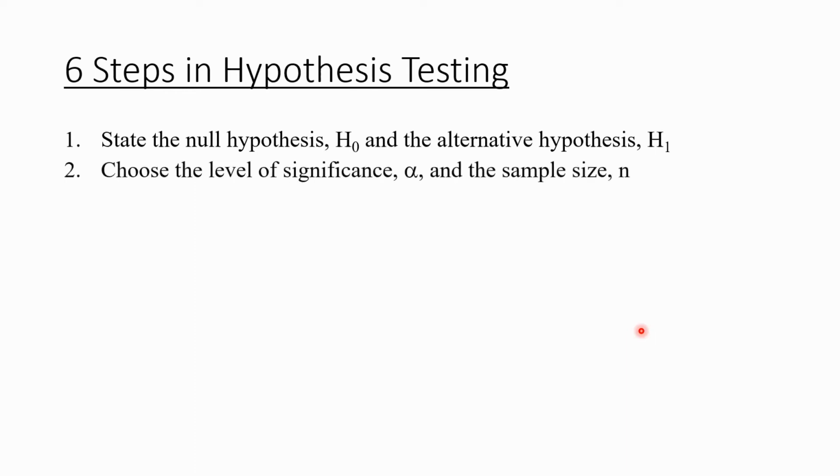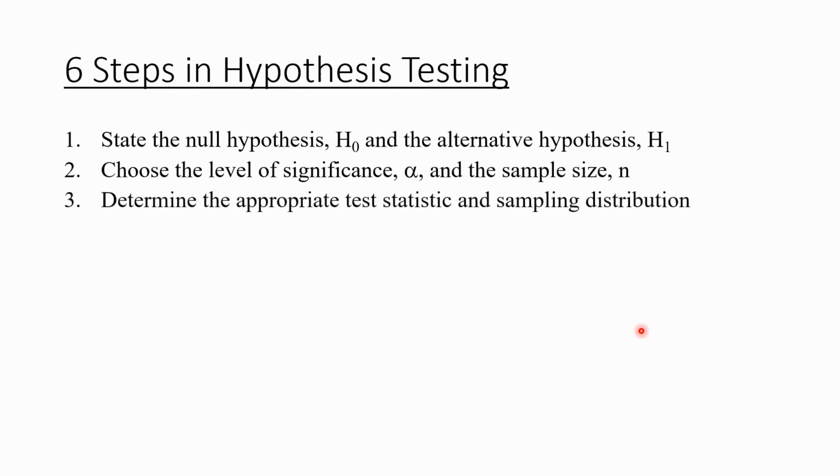You determine the appropriate test statistic and the sampling distribution. How do you determine the test statistic? If you're given a question about hypothesis testing for mean, you read the question and see whether your population standard deviation is given. If it is given, you use the Z test statistic. If it is not given, you go for the T test statistic, and accordingly you have your sampling distribution either for mean or proportion. That is step 3.